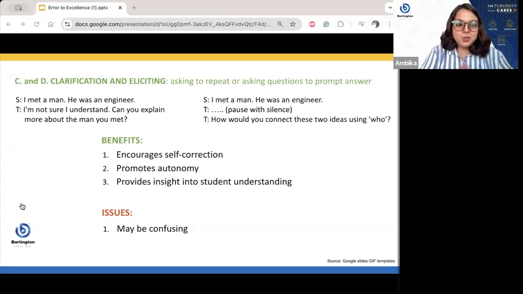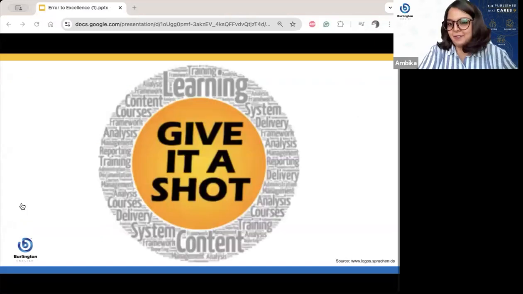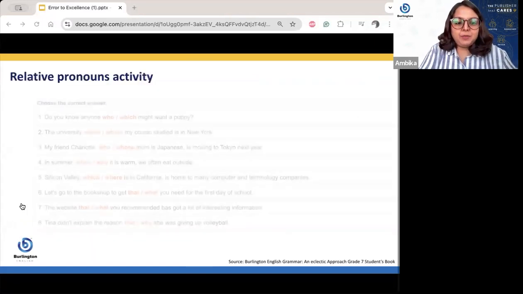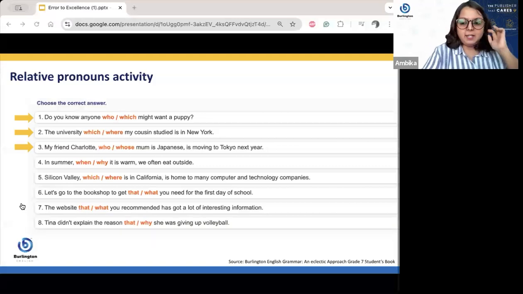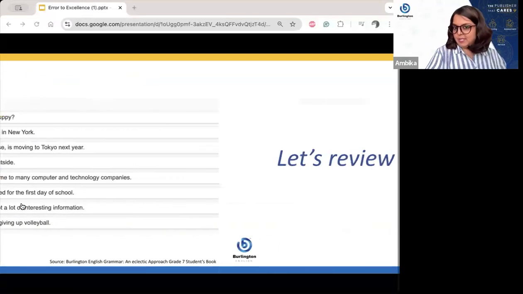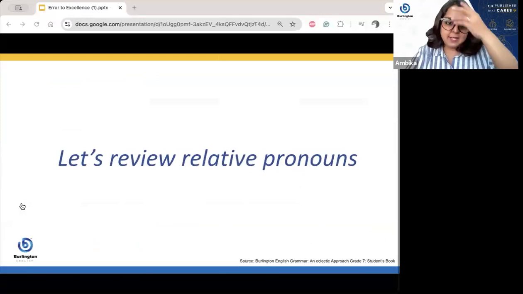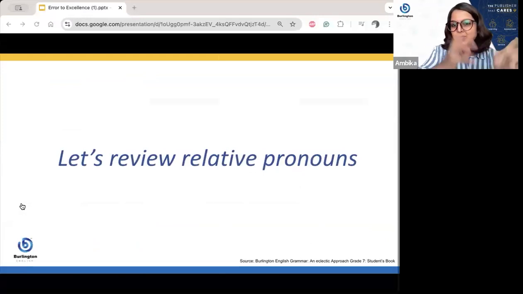Okay, so now guys, let's try and give this a shot. Let's try and do one of these, reformulation, or how do we correct an error. Before we do that, I'm just going to show you, we will be addressing 3 questions in this activity. This is again taken from the grade 7 book of Burlington English. And before we do that, how about reviewing a little bit of relative pronouns and probably a little bit of possessive pronouns as well? Shall we?